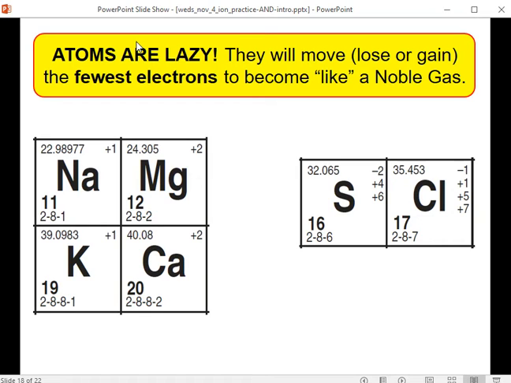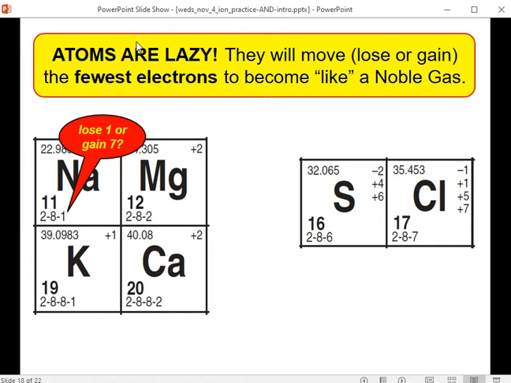One more new idea. Atoms are lazy. To become like a noble gas, they will move, meaning they will lose or they will gain, the fewest electrons to become like a noble gas. Let me show you some examples. Here I've got sodium. It has a 2-8-1 electron configuration. It could either lose 1 electron or gain 7 to become like a noble gas. It could kick out that 1 electron, or it could steal 7 electrons from somewhere.